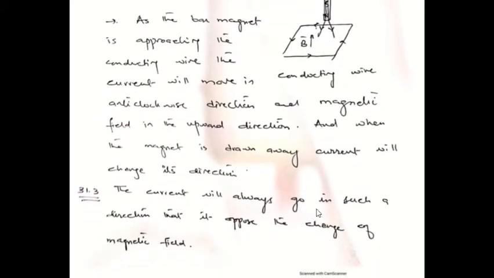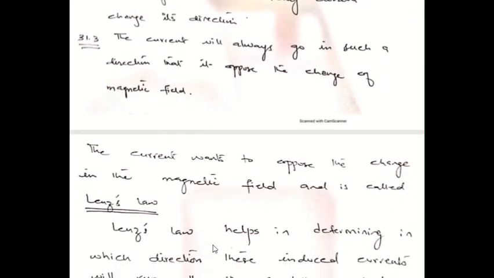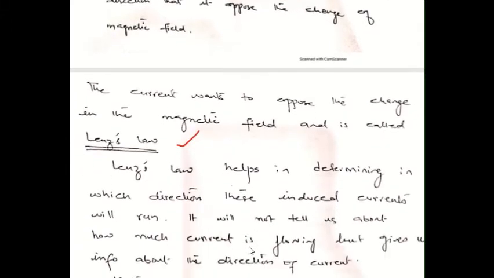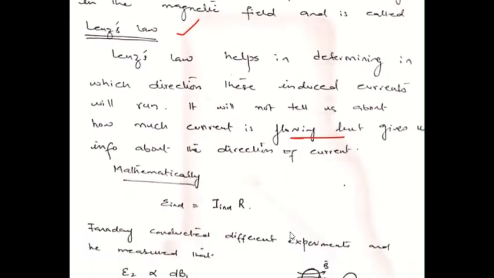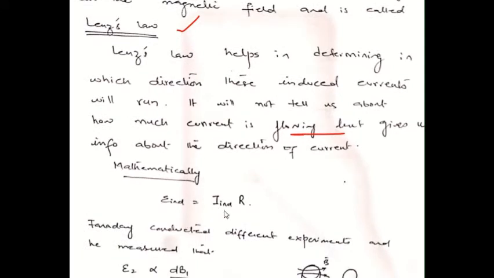The current will always go in such a direction that it opposes the change of magnetic field, and this opposition that the current shows is known as Lenz's law. Lenz's law helps in determining in which direction these induced currents will run. It will not tell us about how much current is flowing, but gives us info about the direction of the current. So mathematically we can write induced EMF equals induced current times R.